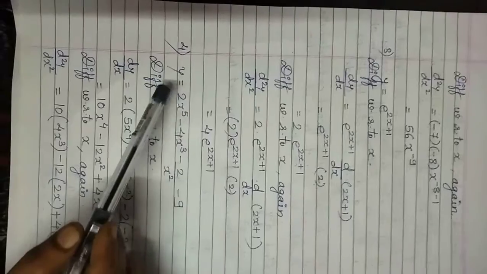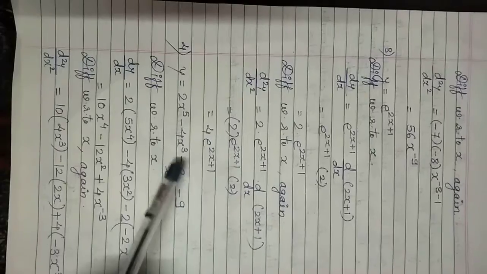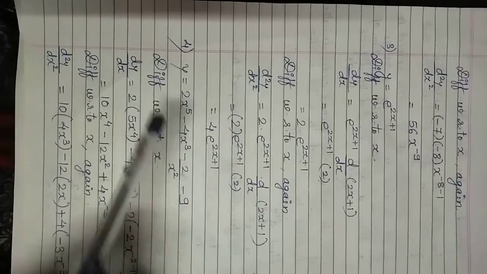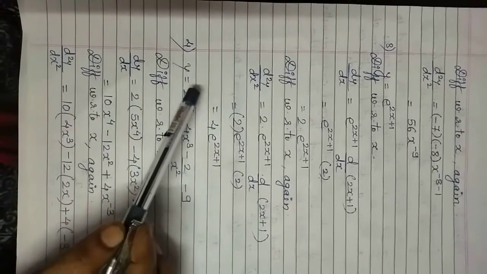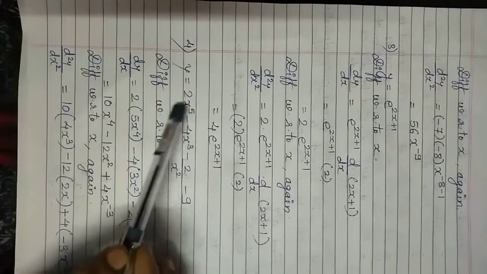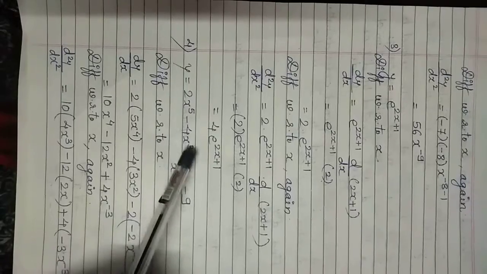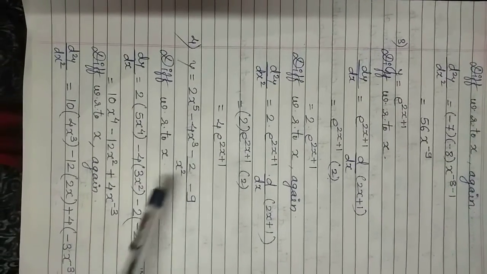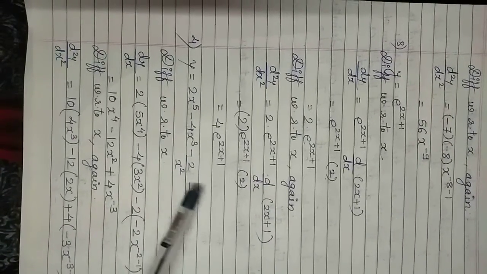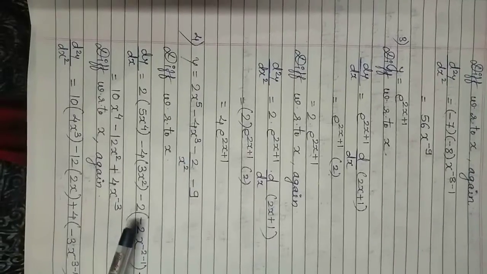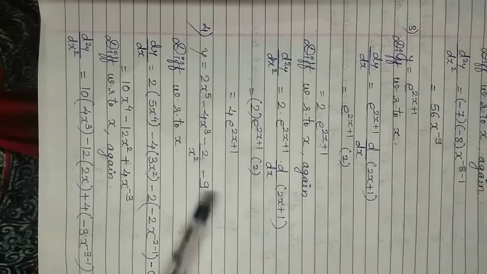Now next question, y is equal to 2 into x raised to 5 minus 4x cube minus 2 upon x square minus 9. Now differentiating with respect to x, dy by dx is equal to 2 into the derivative of x raised to 5, which is 5x raised to 4, minus 4 into the derivative of x cube, which is 3x square, minus 2. Now this 1 upon x square we will consider as x raised to minus 2. So the derivative of that is minus 2 into x raised to minus 2 minus 1, minus the derivative of 9, which is 0.